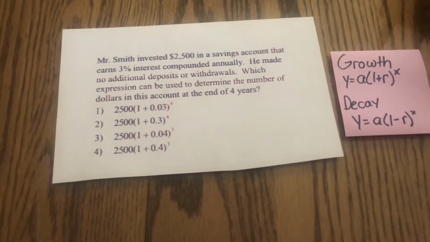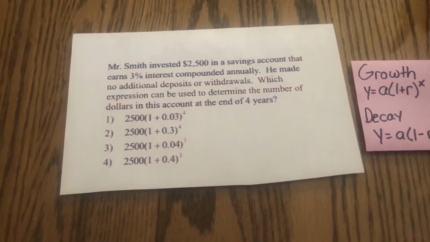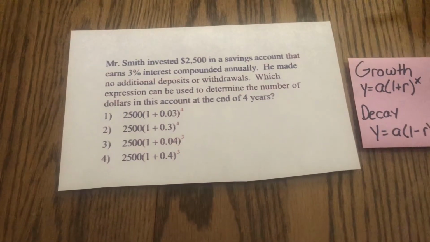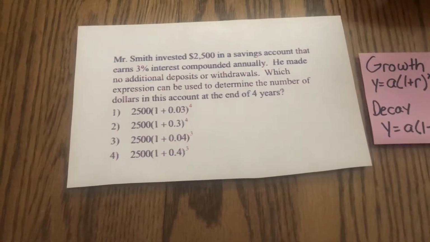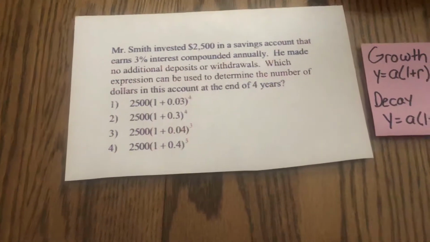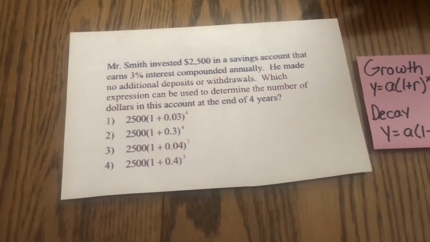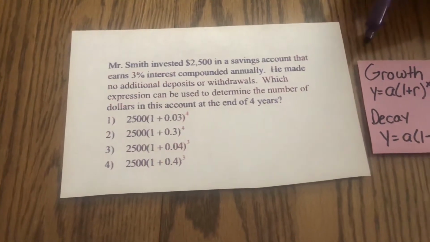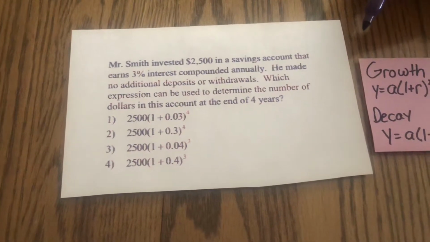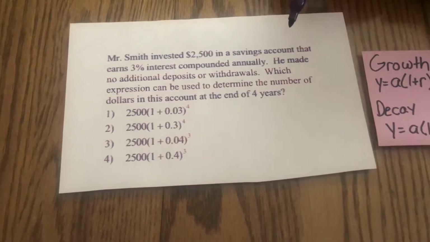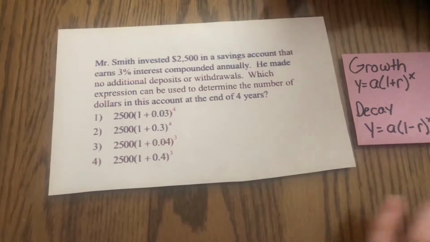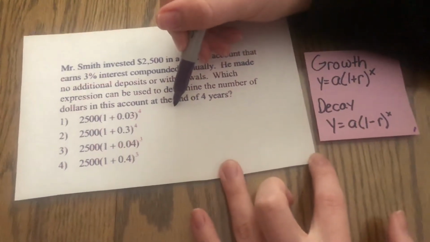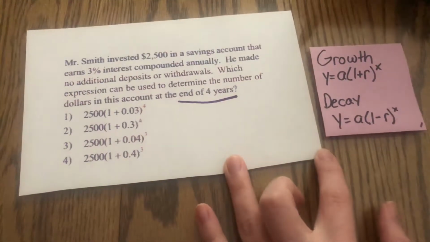It says Mr. Smith invested $2,500 into a savings account that earns 3% interest compounded annually. He made no additional deposits or withdrawals. Which expression can be used to determine the number of dollars in his account at the end of 4 years? So one thing that you're going to see that's different about this problem compared to all the ones that we did in the first lesson of exponential functions is I'm giving you an actual time period. So we're looking at the end of 4 years.